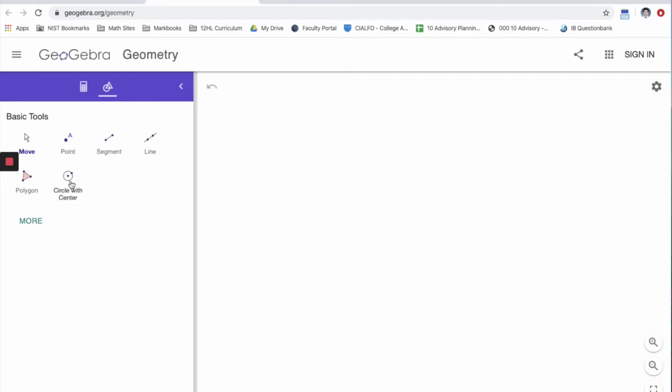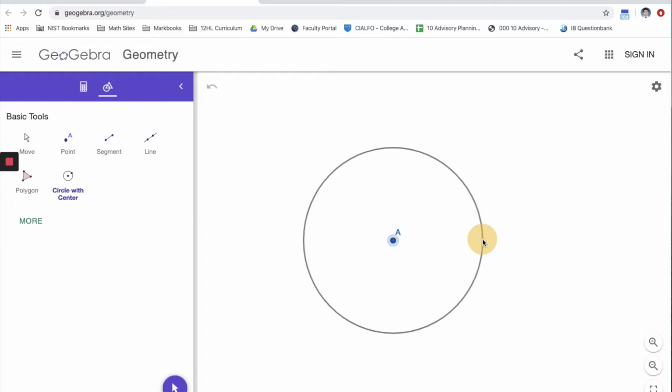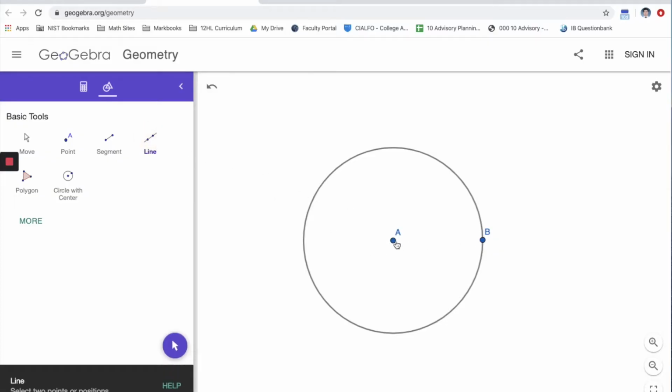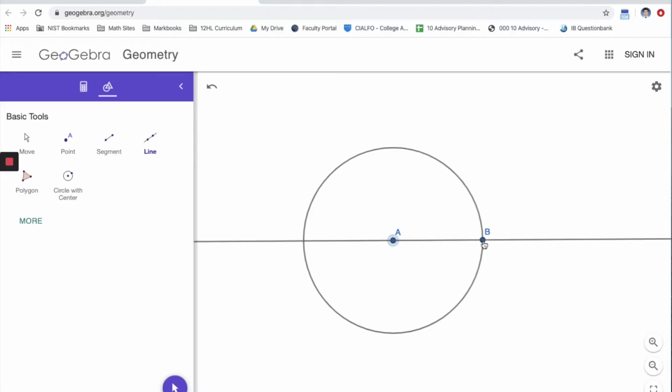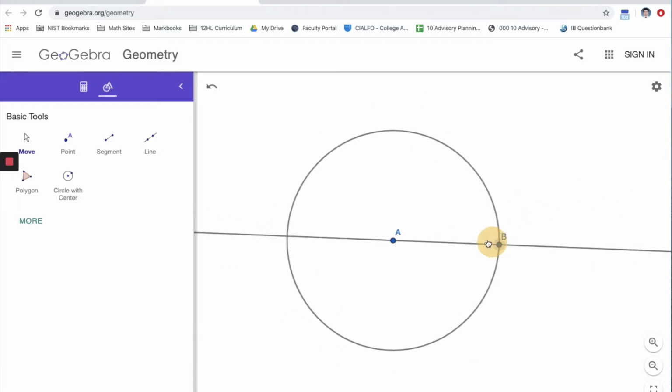First, click on the circle with center. Here's a center. Drag out and make a circle. Then I'm going to construct a line going through the point A and B, and make sure it snaps to the point, and you will know. I'll tell you how to check to make sure you did it correctly. So click on move, and when you move the point B, the circle and the line should move together.